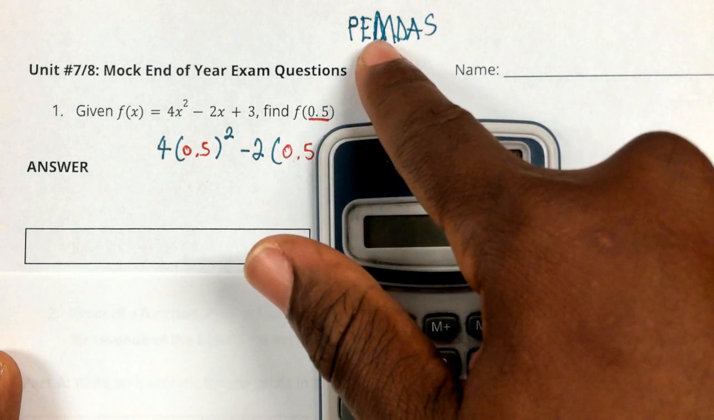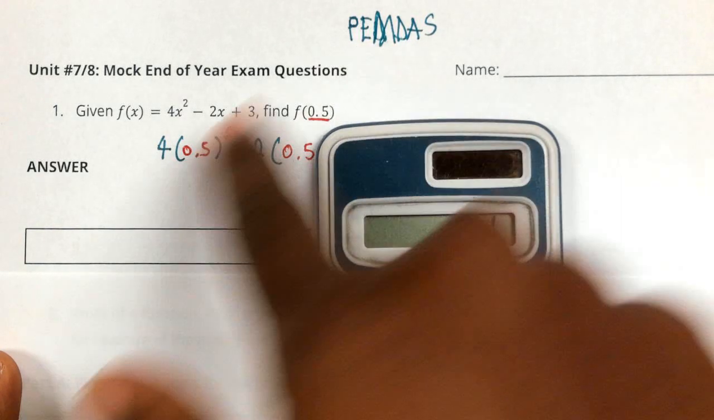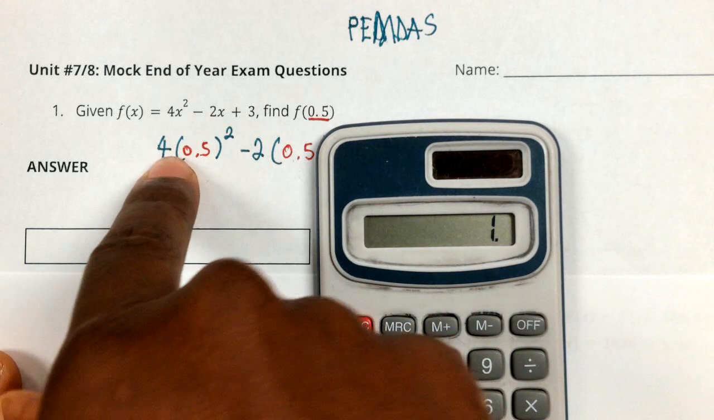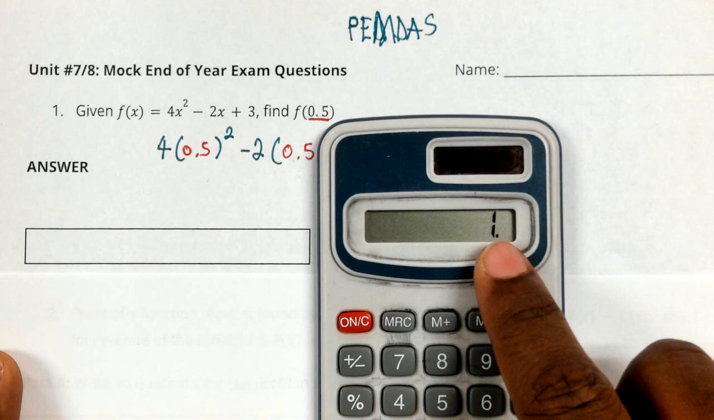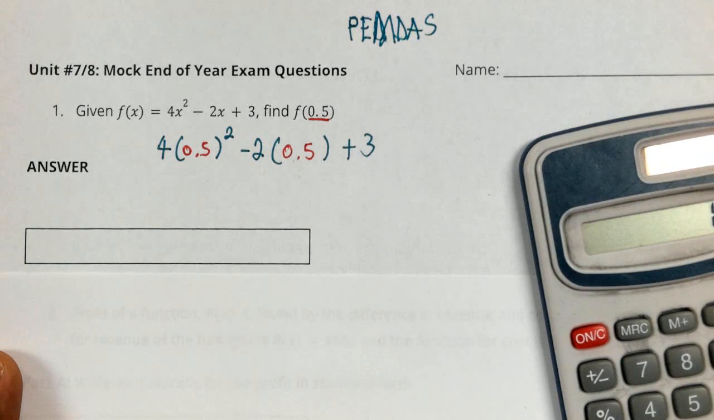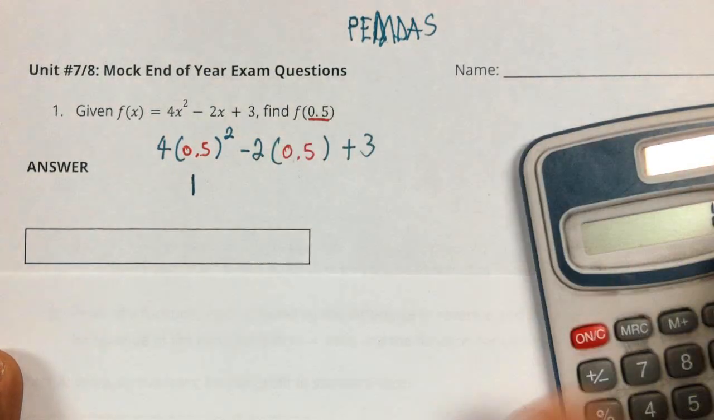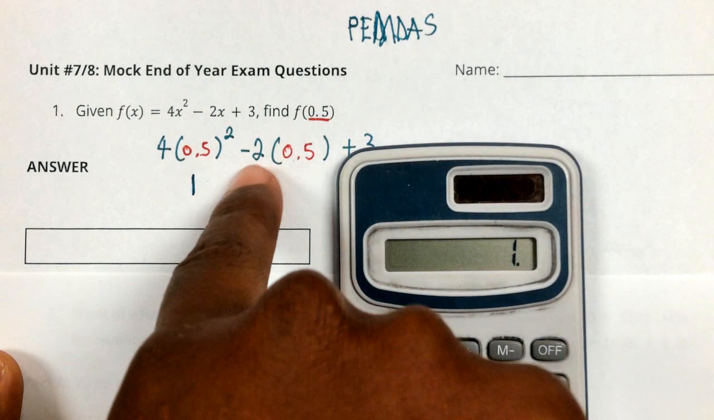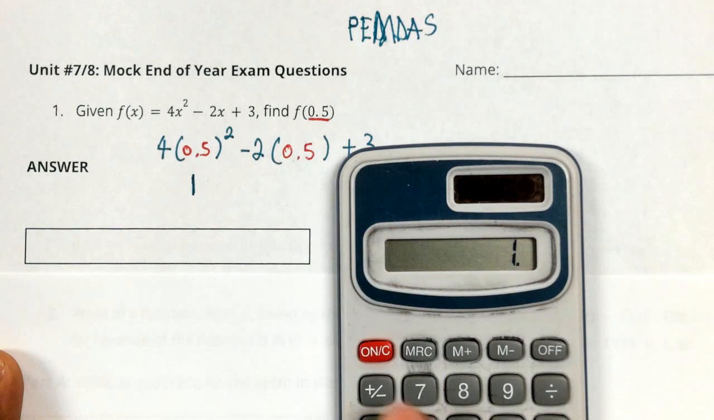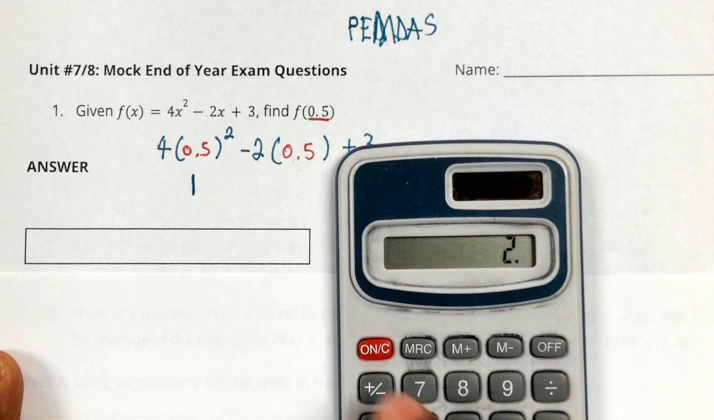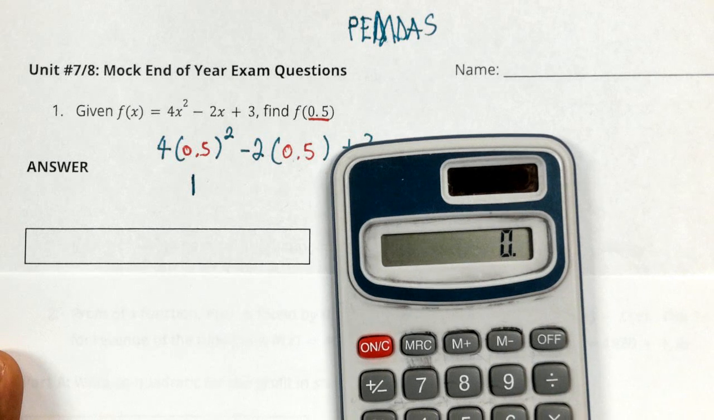So again, I'm following PEMDAS. After exponents, we would multiply because there's a number in front. And I would get 1. So this will give me 1. Then I'm going to multiply negative 2 by 0.5. And I should get 1.